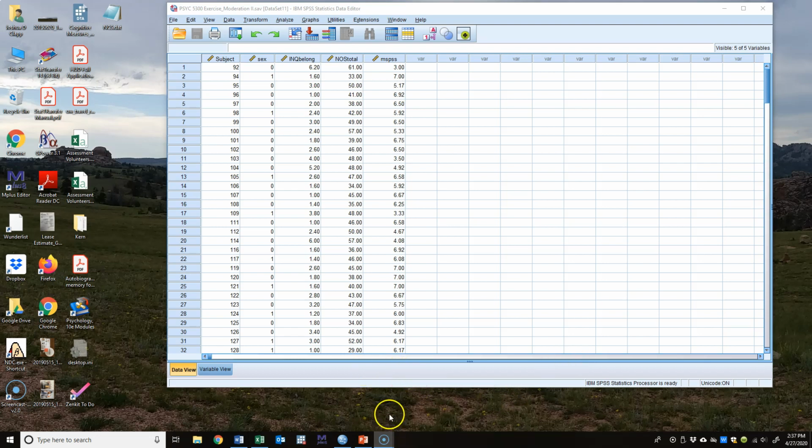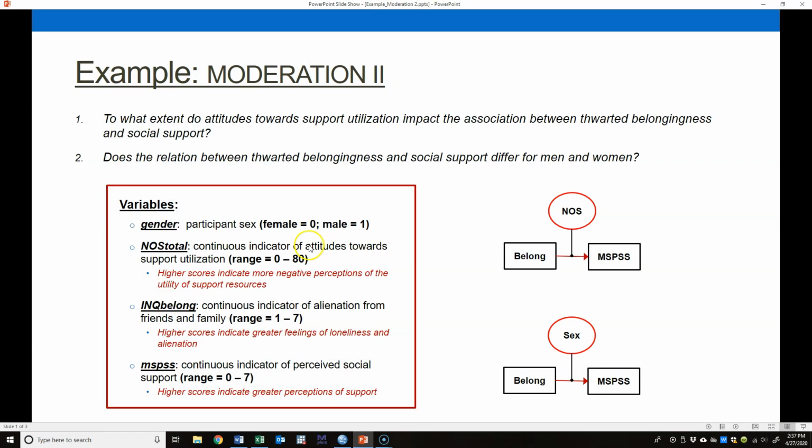So the set that we're going to be working with is this exercise moderation 2 set, and the variables that we have, the model that we're going to test here. Similar to some of the previous examples that we've put together, we're going to test a model with 2 interactions. So we've got participant sex, female, male. We've got NOS total. This is an indicator of attitudes towards the utilization of support.